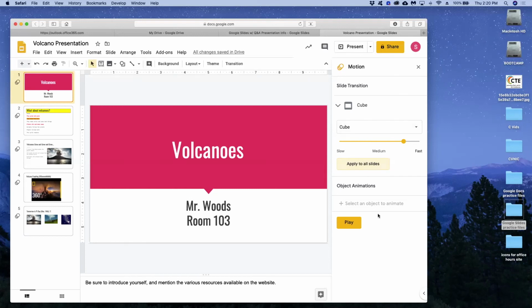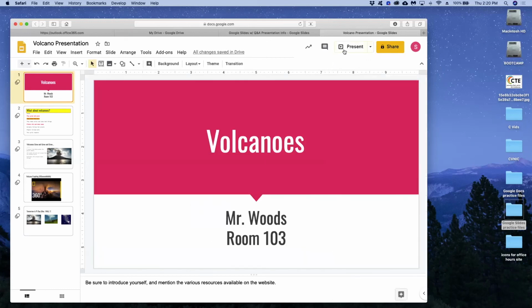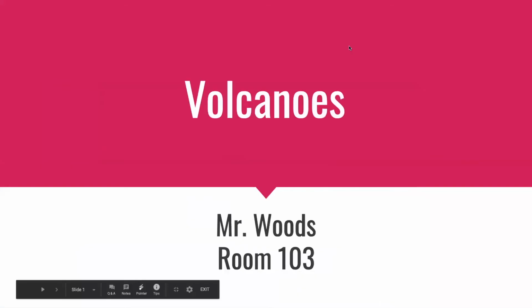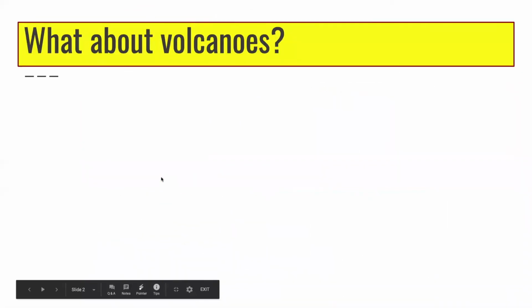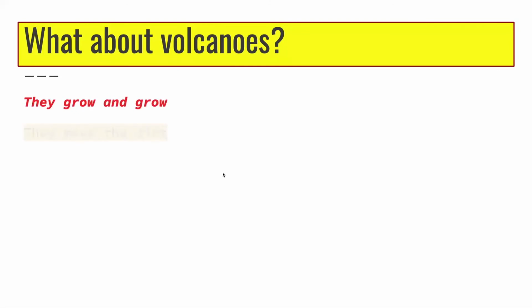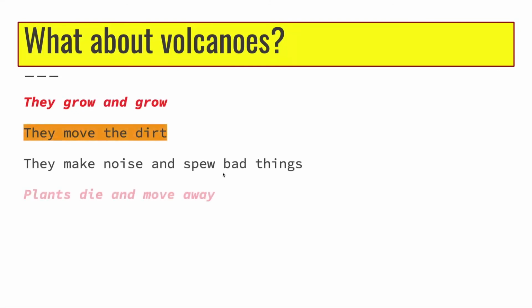All right, I'm going to show you how that works in a moment here. So I'm going to close this. And if I click on present, I'm going to go to the first slide and click on present. And so here's our first slide. And if I click, that's the cube transition. I click, there's text, there's text, there's text.